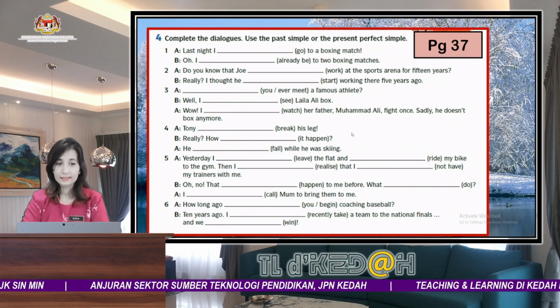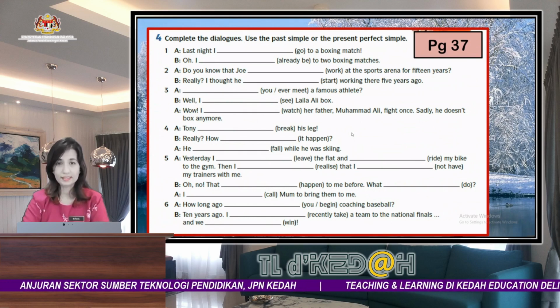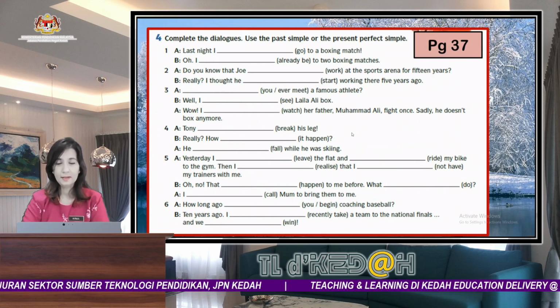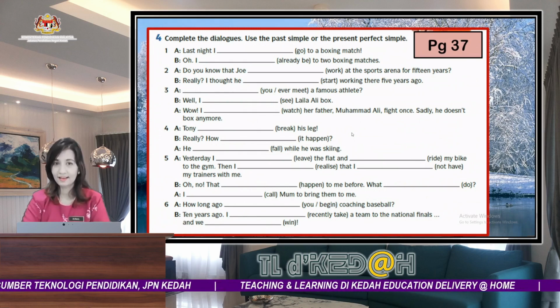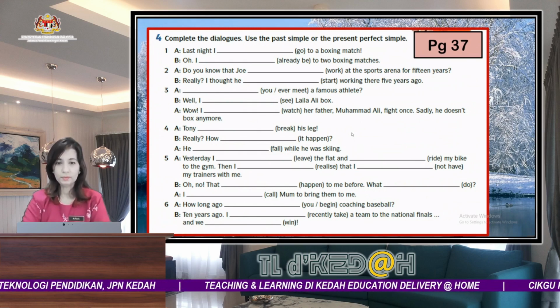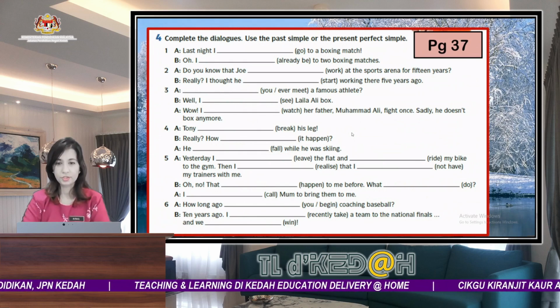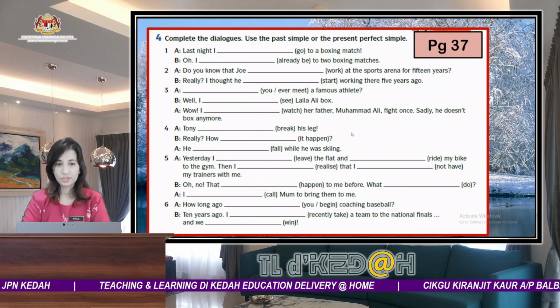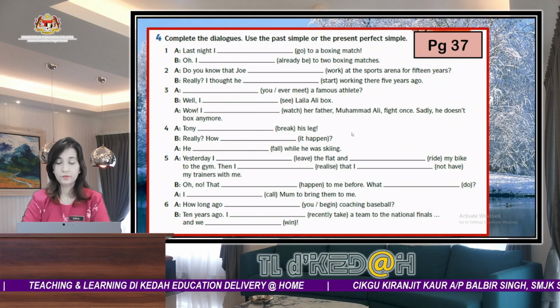Right here, you have to just fill in the blanks, but it's already specified what tense: simple past tense and present perfect tense. Okay, let's go through very quickly. Last night, I went to a boxing match. Oh, I have already been to boxing matches, 2 boxing matches. Do you know that Joe worked at the sports arena for 15 years?